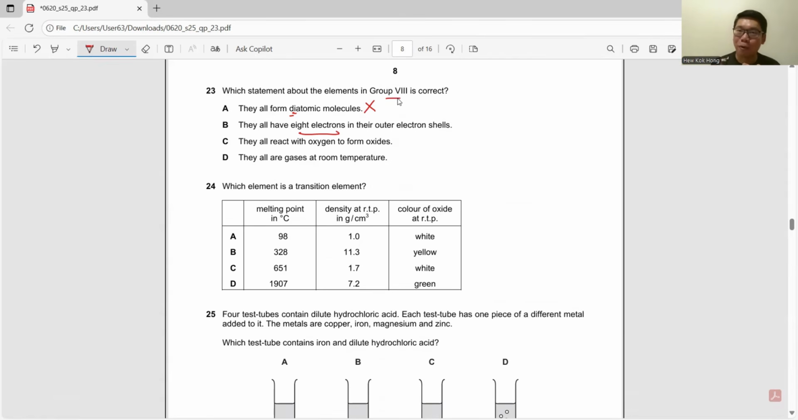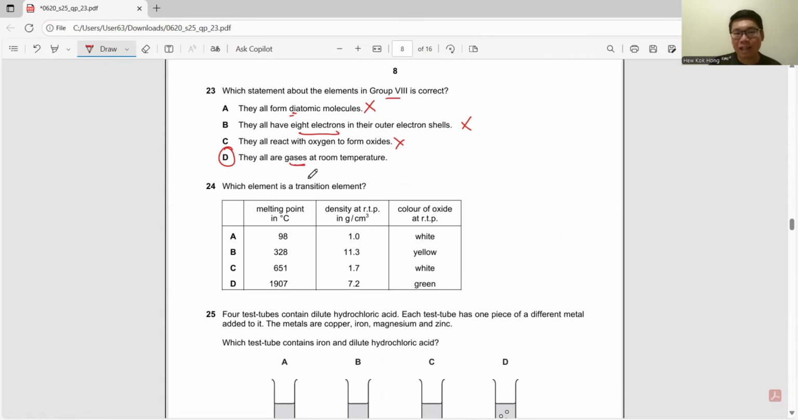B, they all have 8 electrons in their outer electron shell. This is correct for most of them, but not for helium. Helium only has 2 because it's on the first shell. The first shell can only occupy 2 electrons. C, they all react with oxygen. No, they are inert. They do not react with any of them. D, they are all gases at room temperature. Yes, because the attraction forces between atoms are very weak.